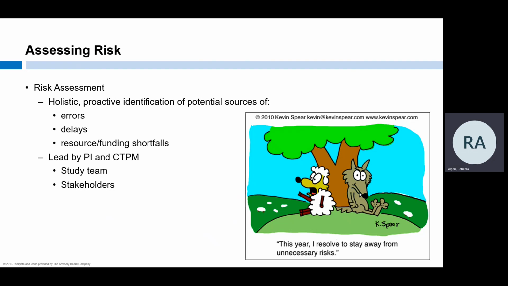Since the protocol is the central element of our project, it is a crucial component to this process. As with other aspects of our project, this effort is led by the PI and the project manager, with participation from the entire team. Engage your stakeholders at their preferred level of involvement in this process as well. This could range from wanting to attend the risk assessment meetings to being briefed on your risk assessment and management plans.